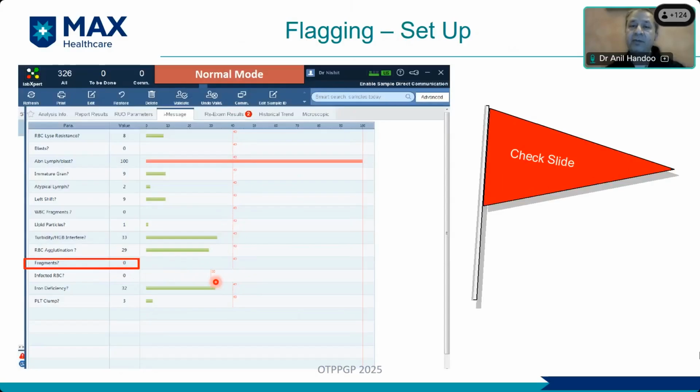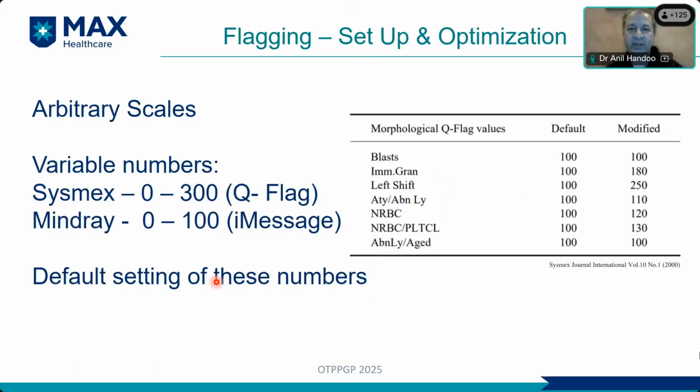So why? Because we figured out that, at that one, it's able to get me just the right optimization for getting me a good threshold of 50 parasites per microliter. And I'm able to find it out very easily from the instrument itself. So just to give you a look of flag optimization, there are morphological Q flag values.